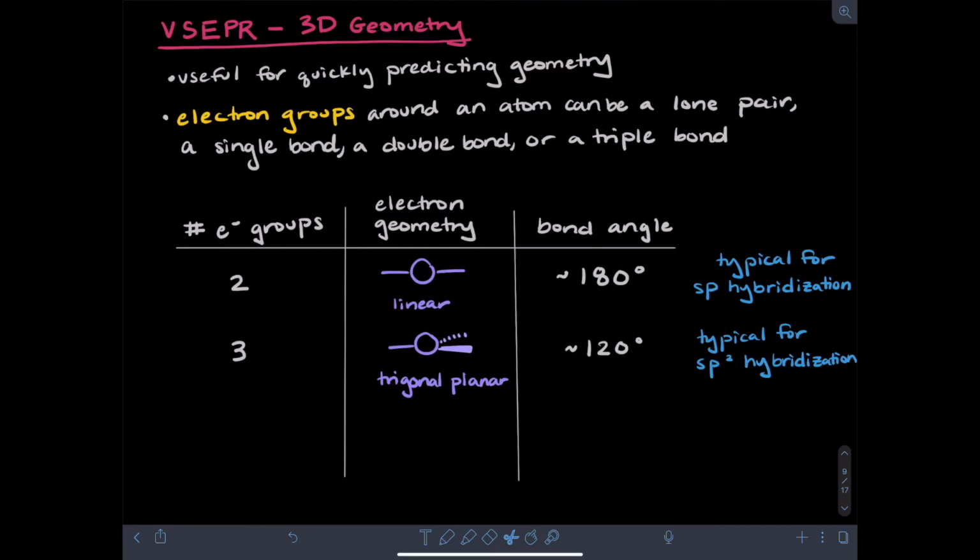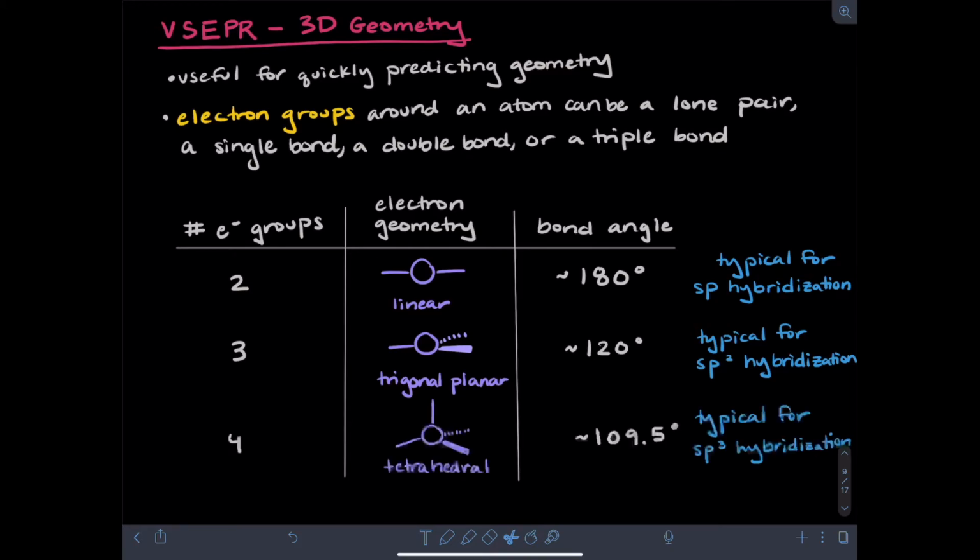If instead you have three electron groups around an atom, you'll have a geometry about that atom of trigonal planar. The bond angles will be around 120 degrees, and you're going to see this in cases where you have sp2 hybridization. And for organic chemistry, the last example we'll really look at is when you have four electron groups. You'll have a geometry about your atom of tetrahedral. Bond angles will be about 109.5, and you'll see this for sp3 hybridization.